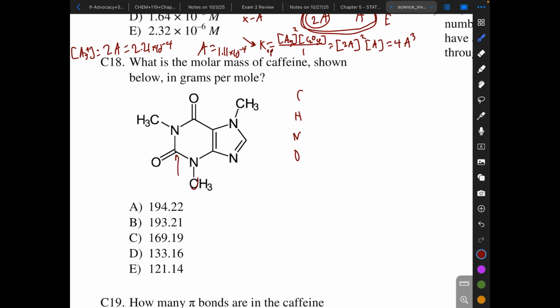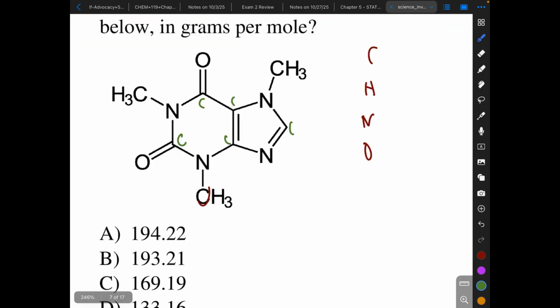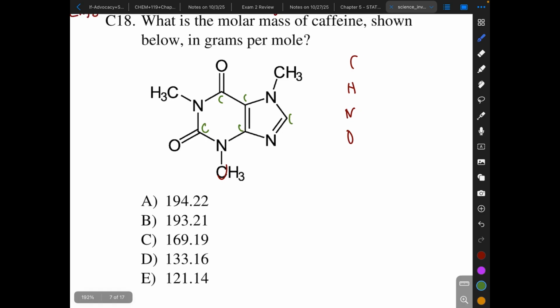Right here in this corner, this is actually a carbon. So I'll draw in green all the carbons. There's a carbon here, carbon here, carbon here, carbon here, and a carbon here. Now how do I know there's a carbon? Pretty much any of these points, any corner, you'll see there should be a carbon there.